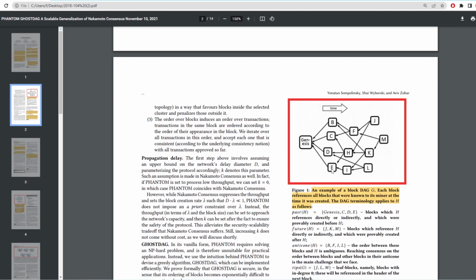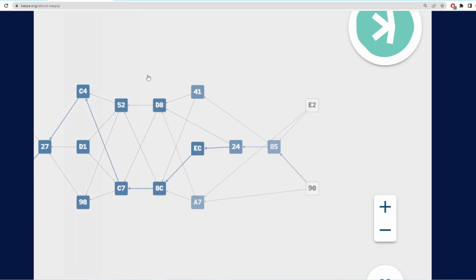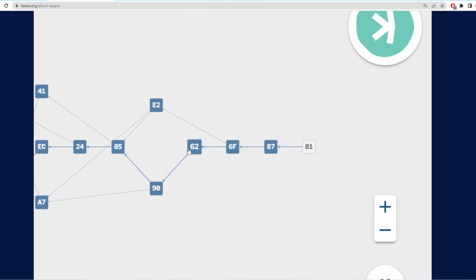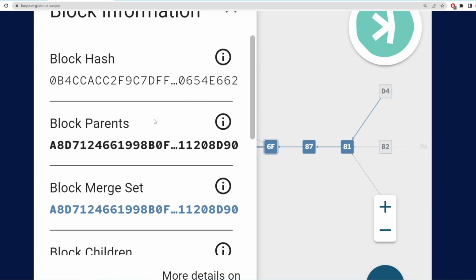These are referred to as parent and children blocks. To get a better understanding, we can head over to the Kaspa coin website and look at the Block Explorer. Here we have a real-time update of the chain. Now if we click on one of these blocks, we can see it gives information on the block itself.